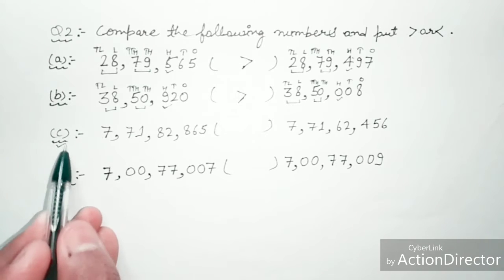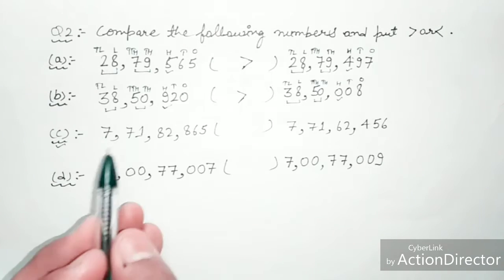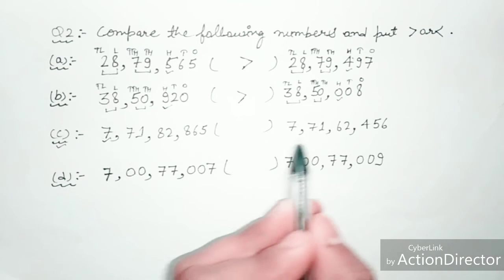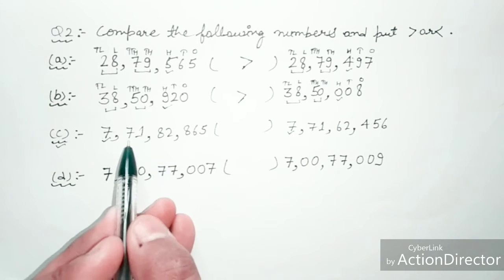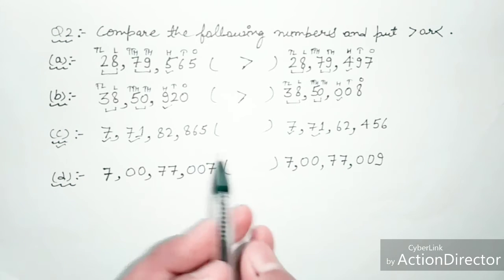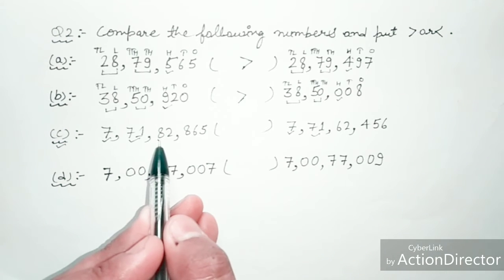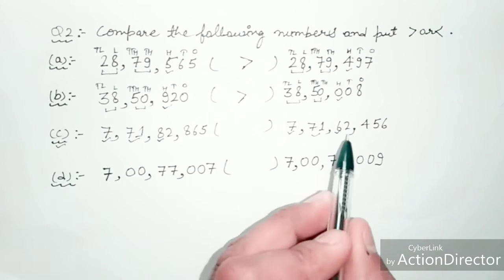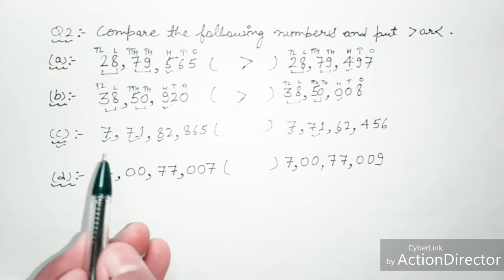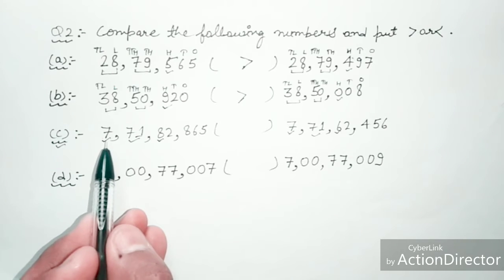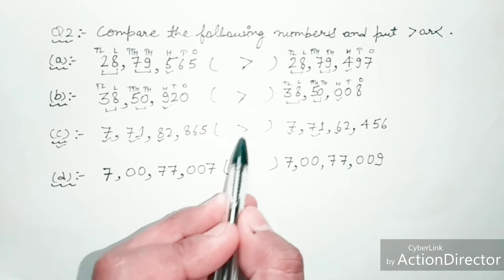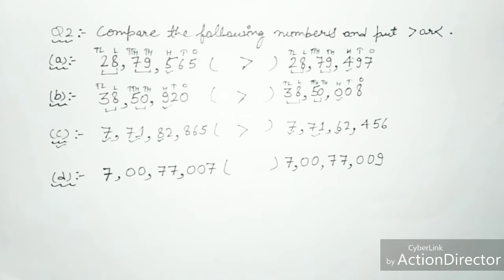Now example number C. We compare first these numbers, 7 and 7 same, 71 and 71 same, and in this place 8 is here and 6 is here. So 8 is greater than 6. So 7 crore 71 lakh 82,865 is greater as compared to this number.